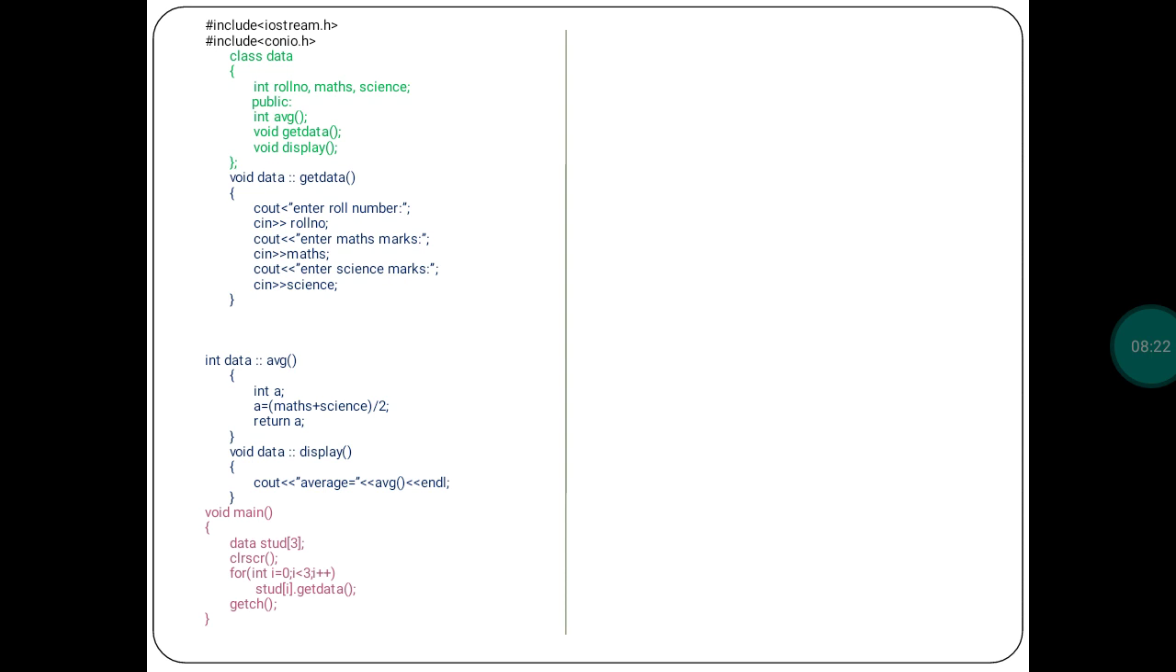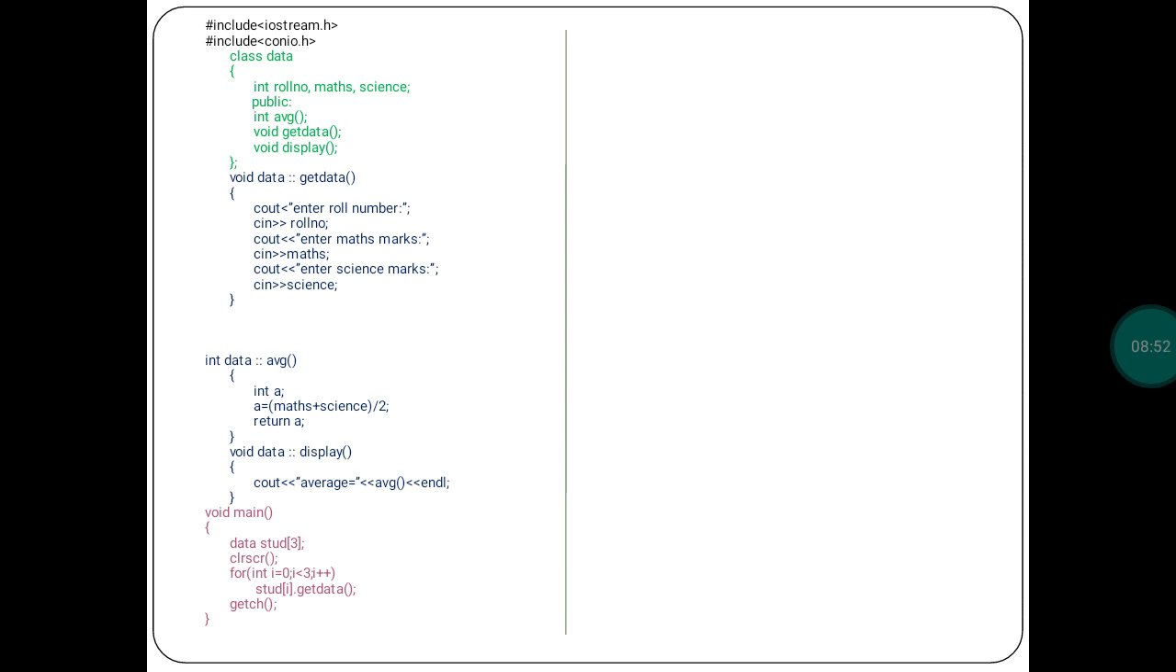Public: avg, get data, display. AVG means average; we are going to calculate the average. Void get data is for inputting the values. Void display is for displaying the output. These 3 are called member functions. Sorry, public member functions, because I defined them under public. We did not define private.